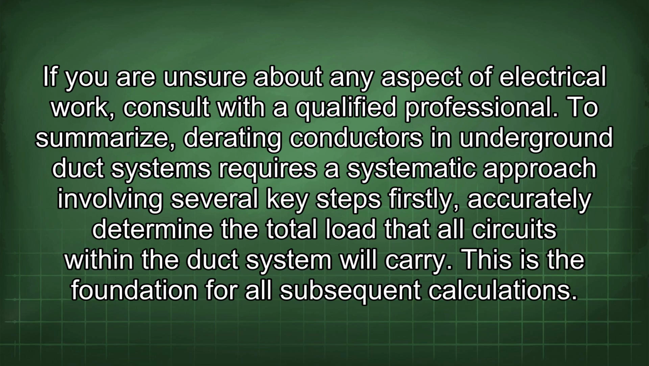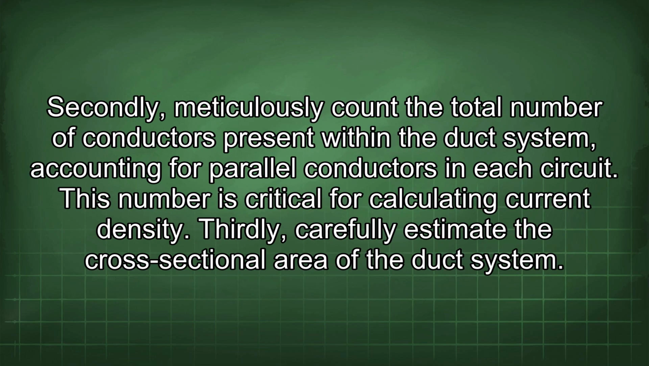To summarize, derating conductors in underground duct systems requires a systematic approach involving several key steps. Firstly, accurately determine the total load that all circuits within the duct system will carry. This is the foundation for all subsequent calculations. Secondly, meticulously count the total number of conductors present within the duct system, accounting for parallel conductors in each circuit. This number is critical for calculating current density.